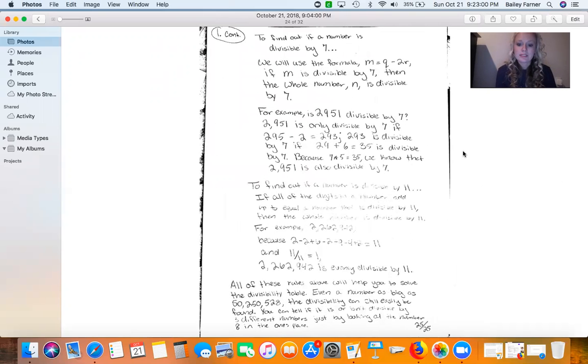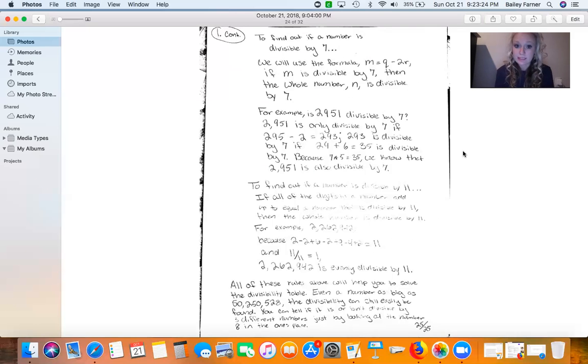And then we moved on to see if a number was divisible by 7. And so this one was a little more confusing. We had a formula to use. And the formula is m equals q minus 2r. And we know that if the m in the equation is divisible by 7, then the whole number n is divisible by 7.